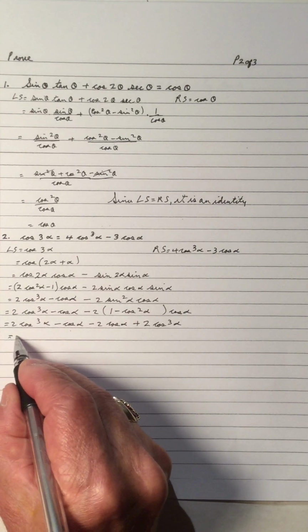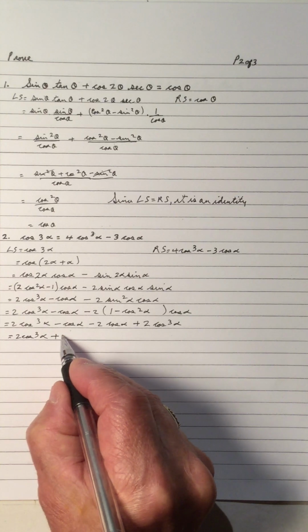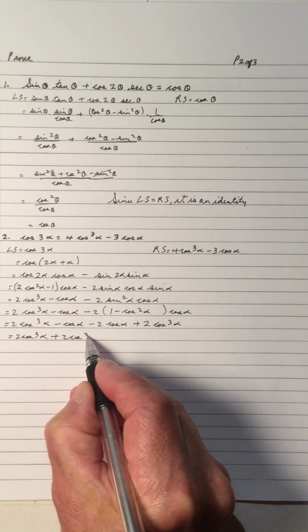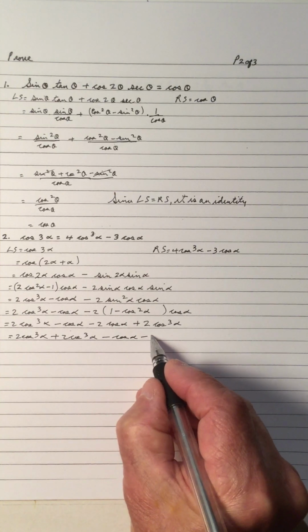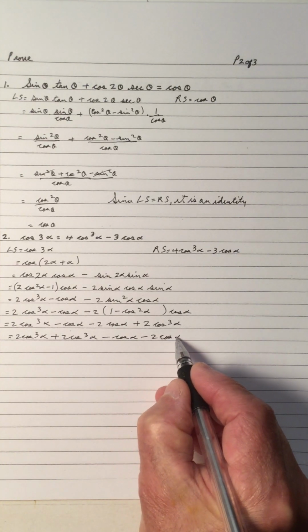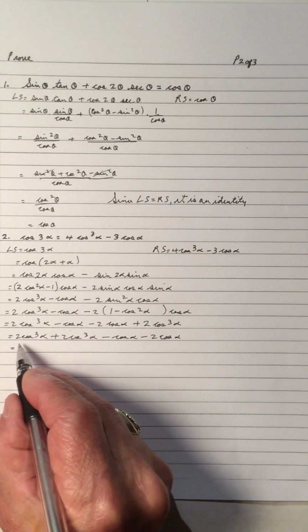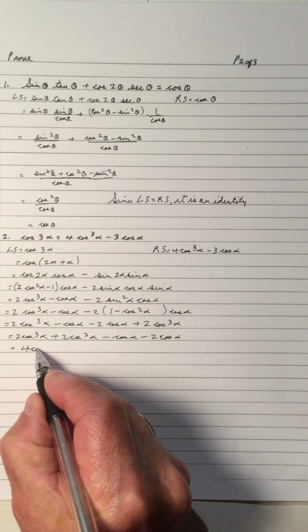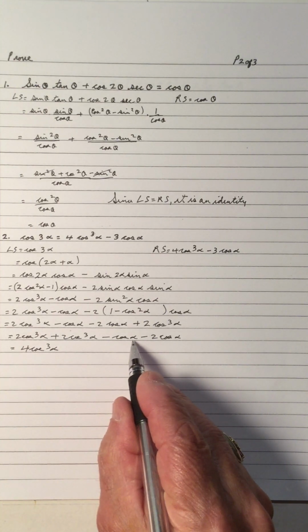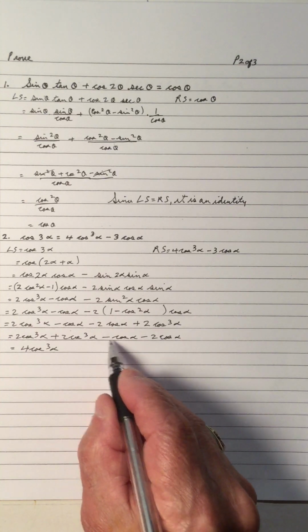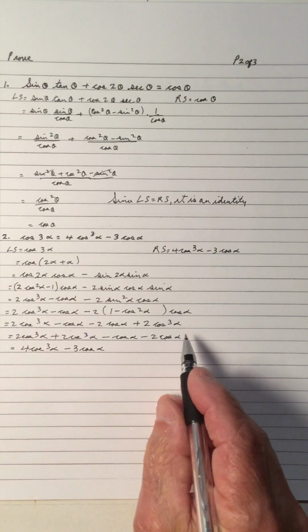So we have 2 cos cubed alpha. Add on 2 cos cubed alpha minus cos alpha minus 2. So what I'm doing, I'm grouping like terms. So that's cos cubed, so 2 plus 2 is 4. So it's 4 cos cubed alpha. And that's cos alpha, so negative 1, negative 2 is a negative 3 cos alpha.